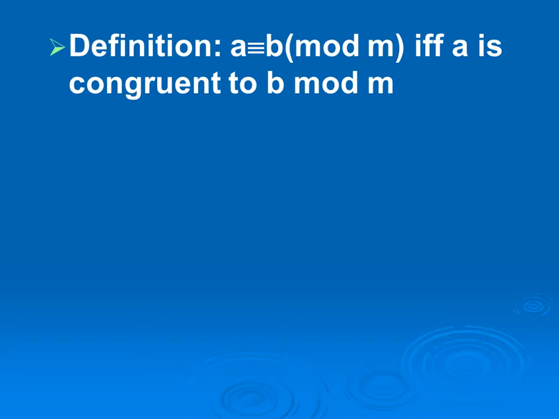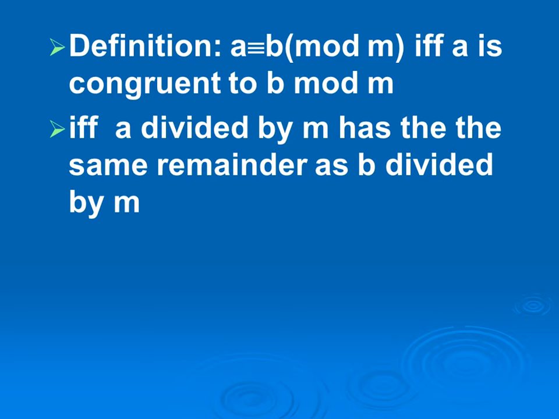So here's the definition, and in doing problems you always want to go back to this definition. A is congruent to B mod M if and only if. IFF stands for if and only if. A is congruent to B mod M if and only if A divided by M has the same remainder as B divided by M. So you could use that definition with this, A congruent to B mod M.